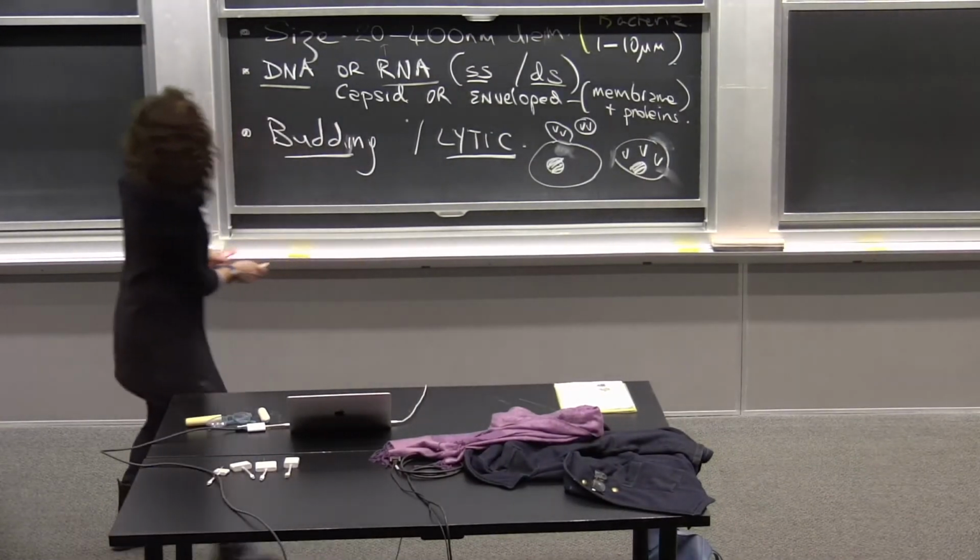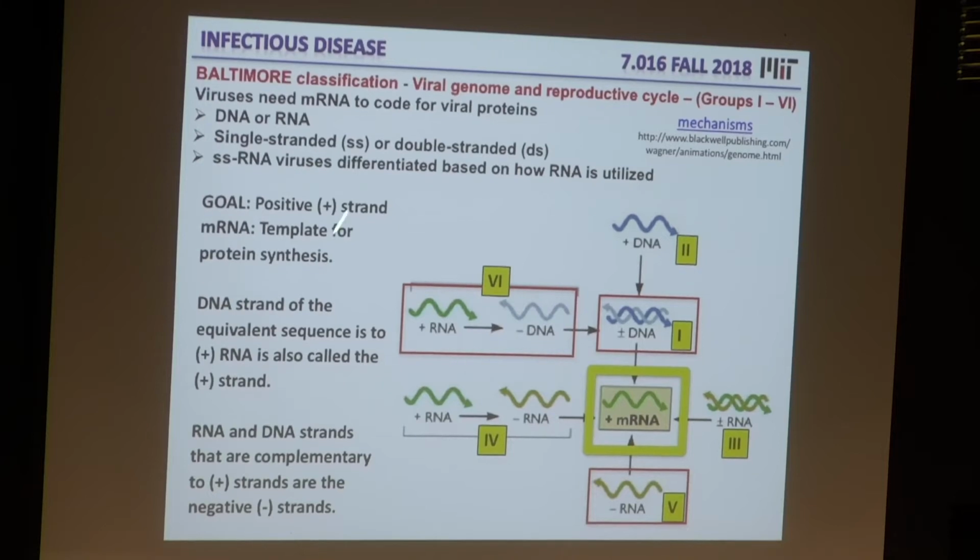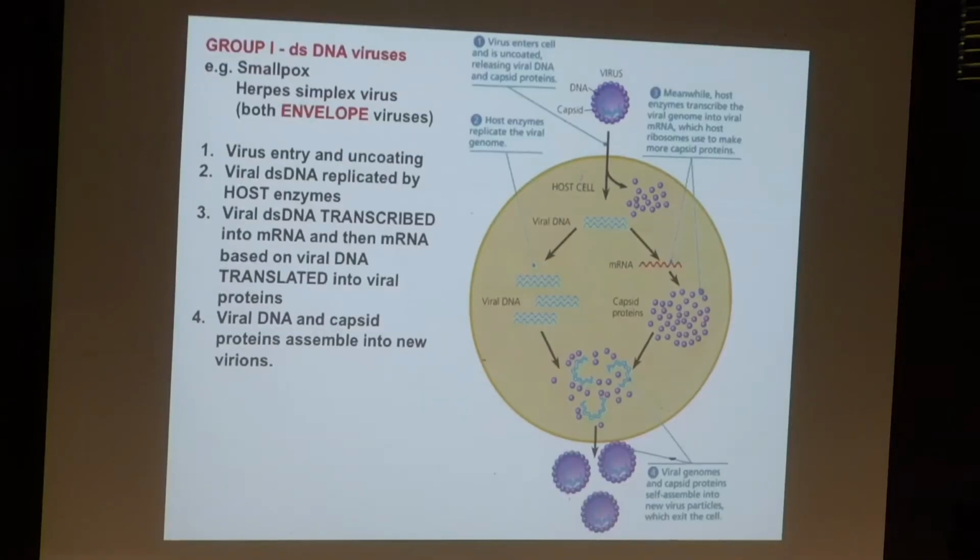Okay, so what have we got here? Ultimately, the goal is to be able to make a plus-strand mRNA for protein synthesis. So we really need to have the appropriate sense of the RNA that will dictate protein synthesis. So let's first of all look at one of the simple versions, a double-stranded DNA virus. And this is represented by the smallpox virus. So everybody's heard of that, and herpes simplex. And these are both enveloped viruses, so that means they have a membrane shell.